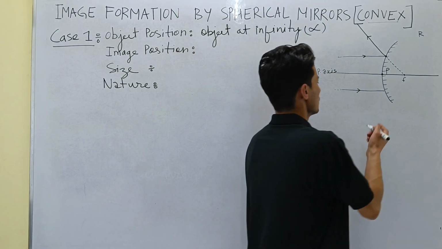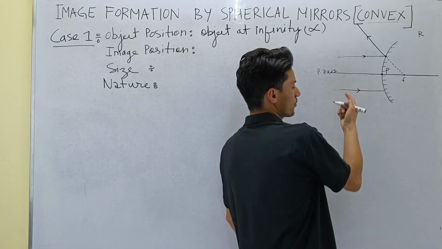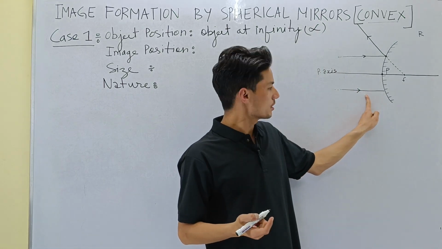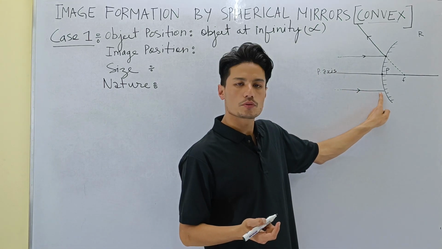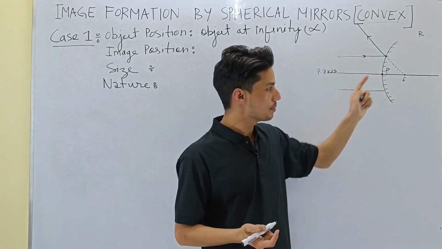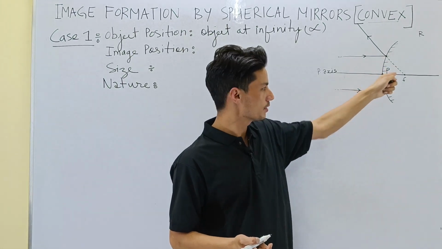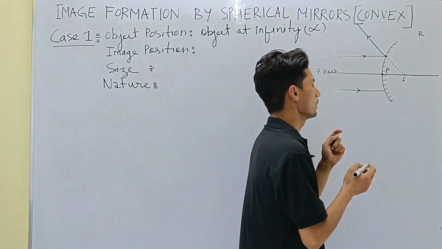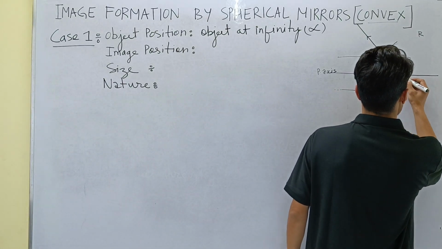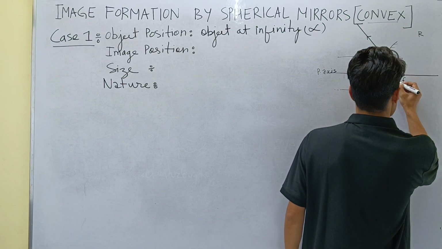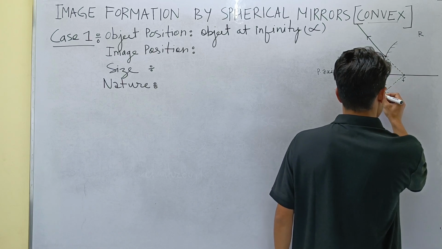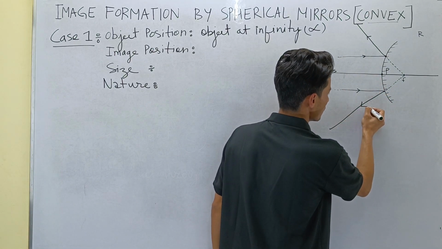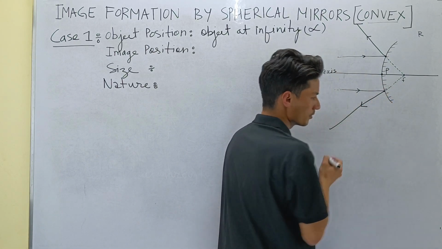Now ray number 1, even for the second ray we are using rule number 1. So the ray travels parallel. You know what will happen? It will pass through focus. But remember, this is a convex mirror, so here the image will be virtual. So it will appear like it has passed through focus. So it will go like this. This is the point of incidence.